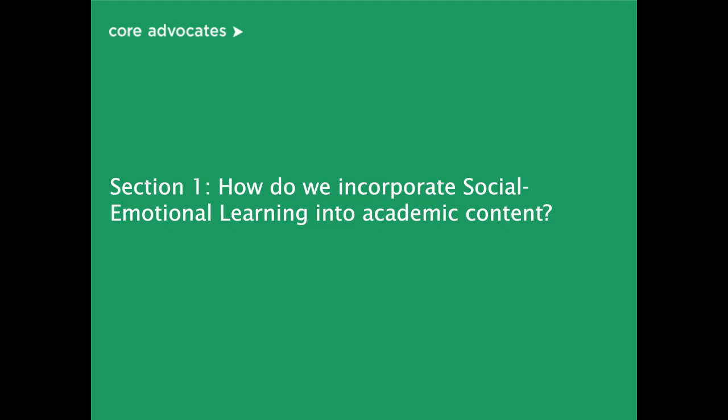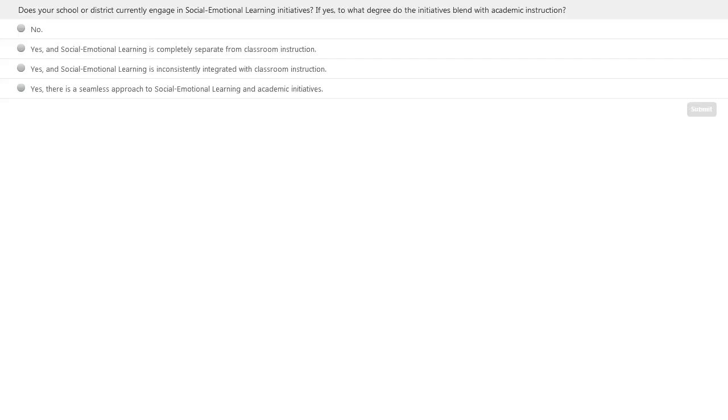So we're going to briefly examine and dig into this first question: how do we incorporate social emotional learning into academic development in our time together? And we have a second poll here for you to quickly read through the responses. The question is, does your school or district currently engage in social-emotional learning initiatives? If yes, to what degree do the initiatives blend with academic instruction? There are, I believe, four options down below for you to click and then submit. We're going to start by finding out where you are currently with SEL initiatives, and I'll give us a minute to think about the response, put it in, and then switch to the next slide so we can see the results.